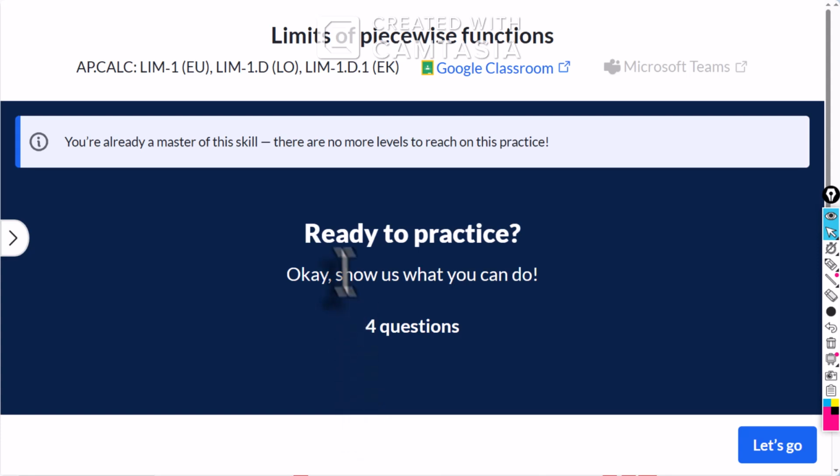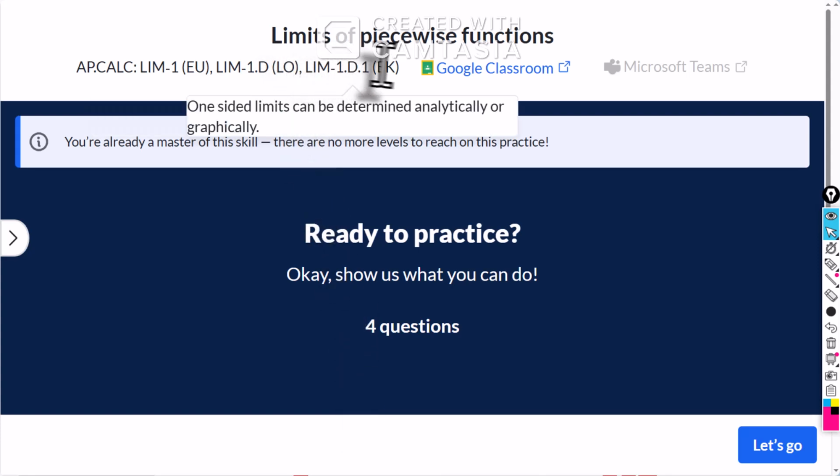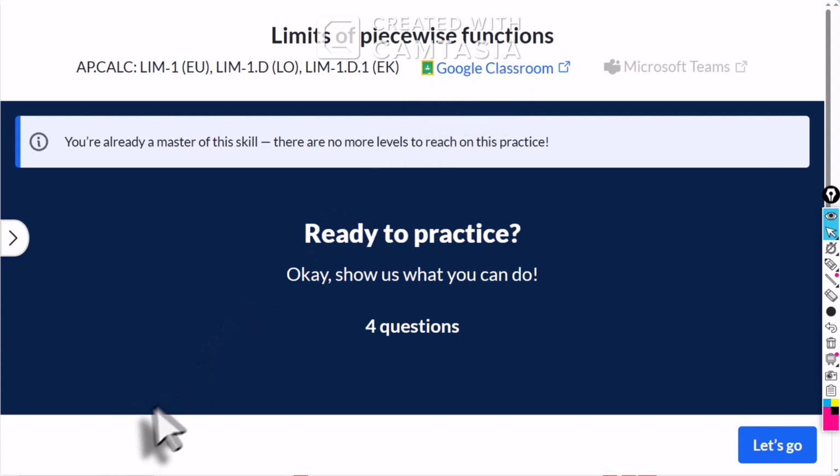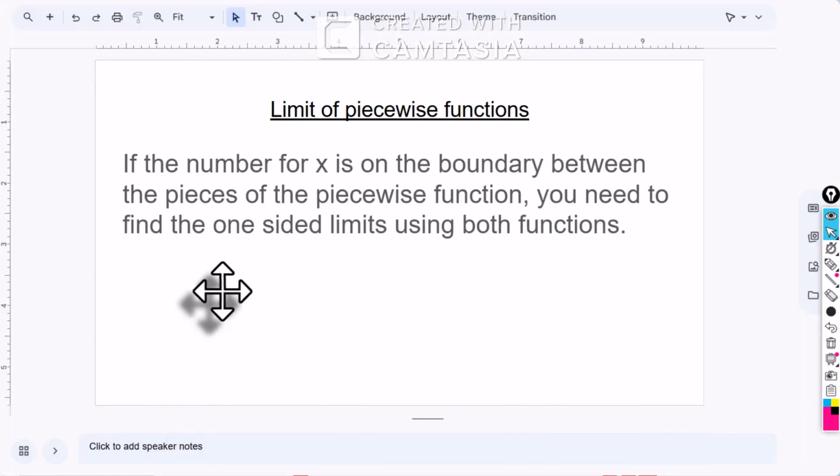This will be for the Khan Academy exercise, limits of piecewise functions. All right, so just a tiny bit of notes before we begin. If you have a limit as x approaches a certain number, and the number for x is on the boundary between the pieces of the piecewise function, you need to find the one-sided limits using both functions. Okay, so you'll see what I mean by that in a moment.